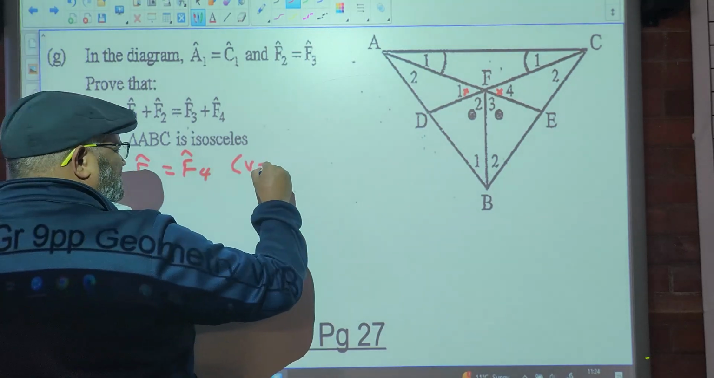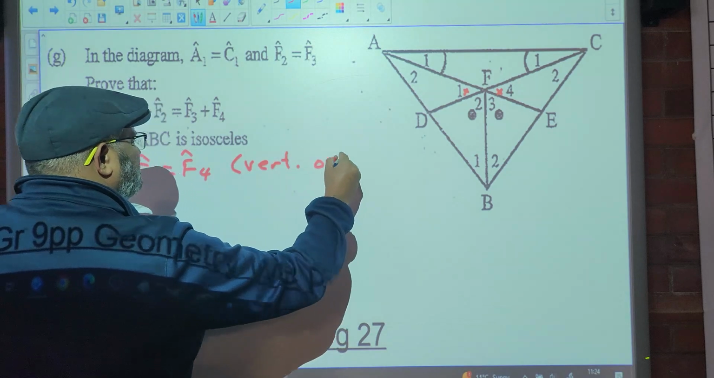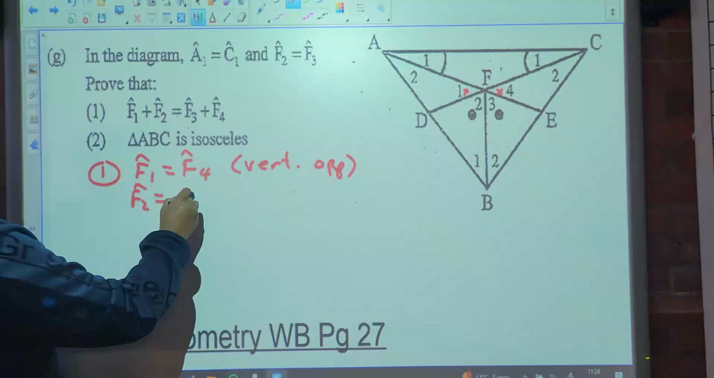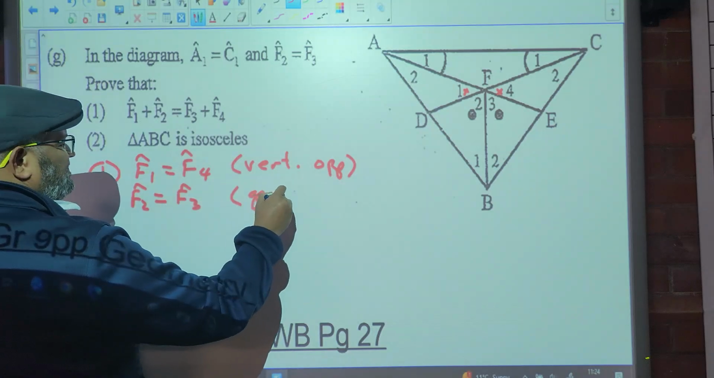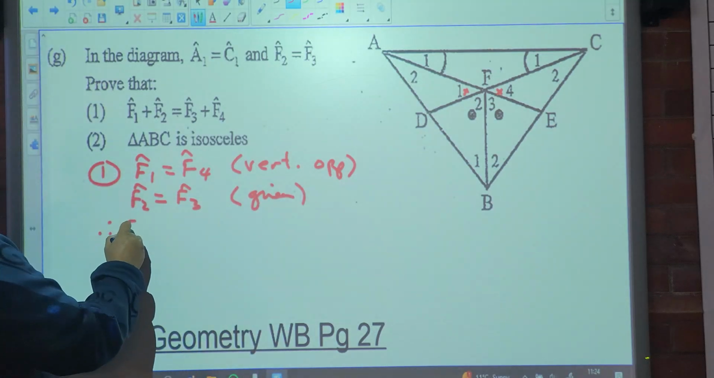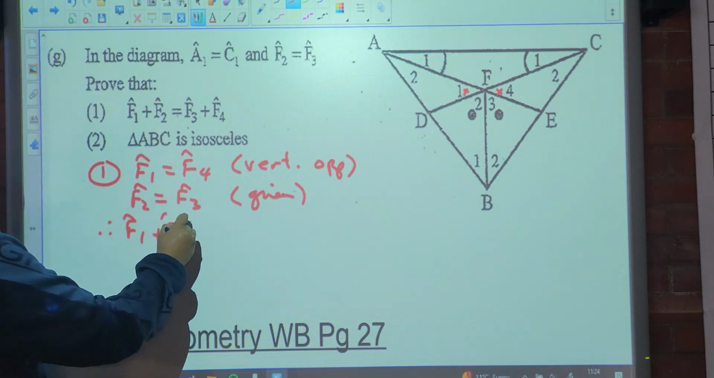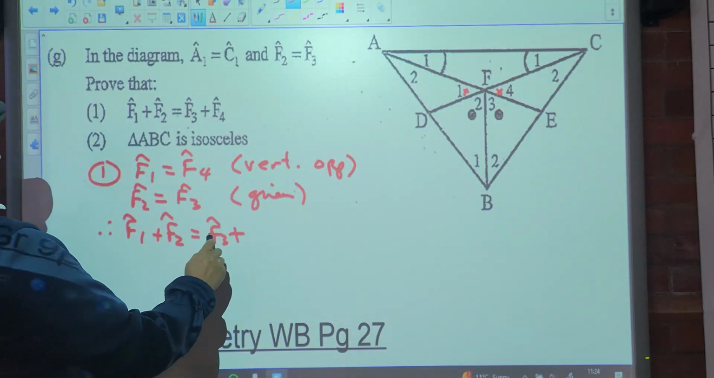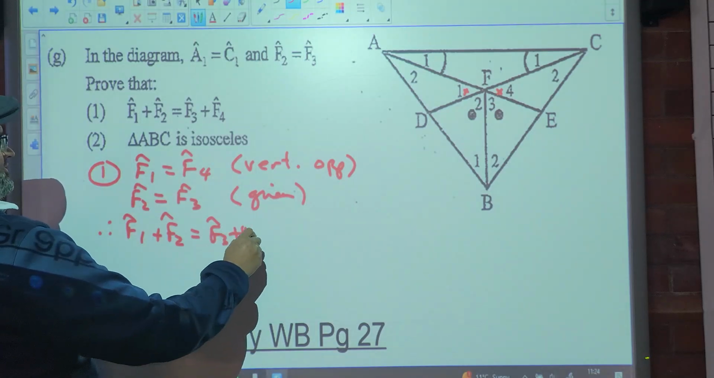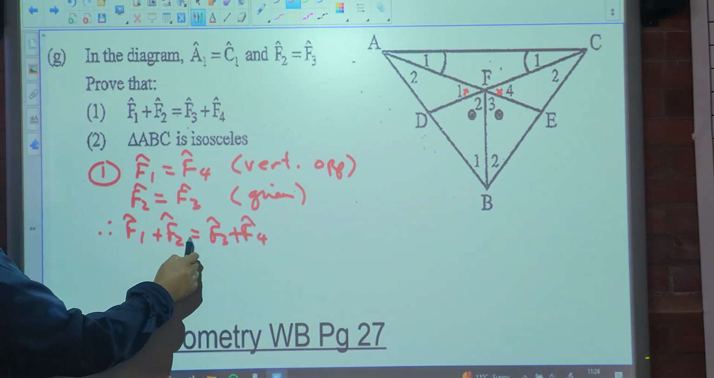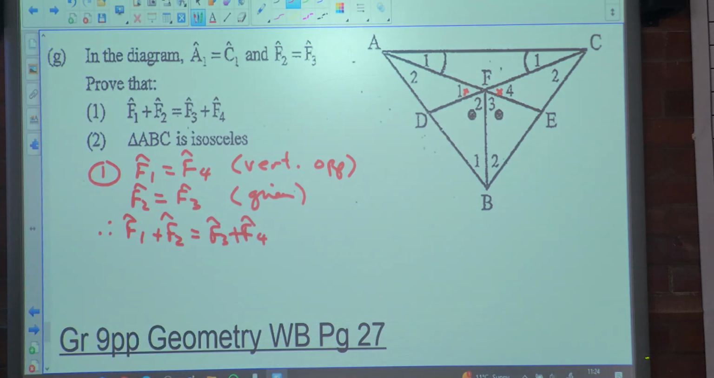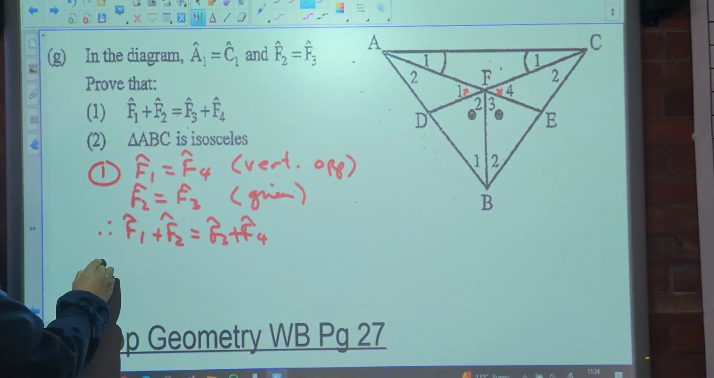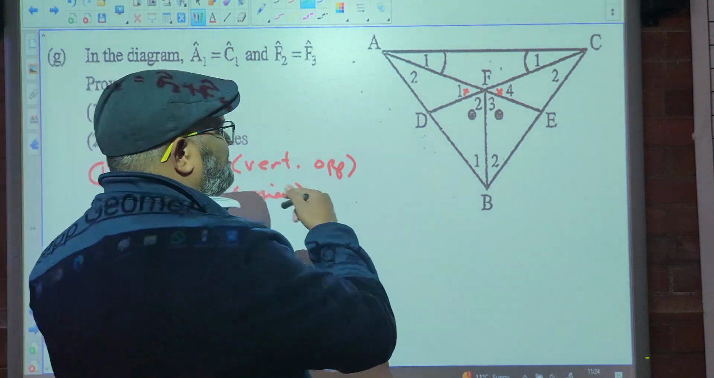This is vertically opposite. We also know that F2 is equal to F3. Why? Given. Therefore, F1 plus F2 is equal to F3, which is F1, plus F4. F1 and F4, F2 and F3. Simple, no?